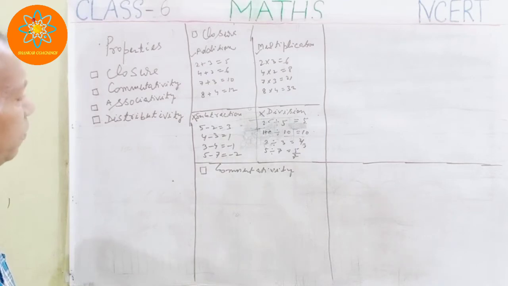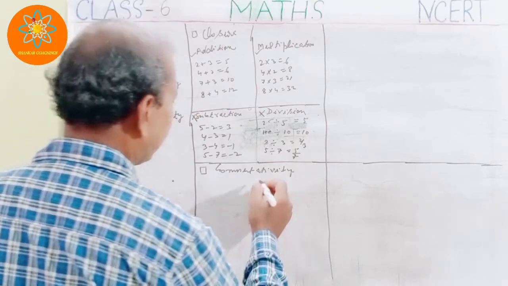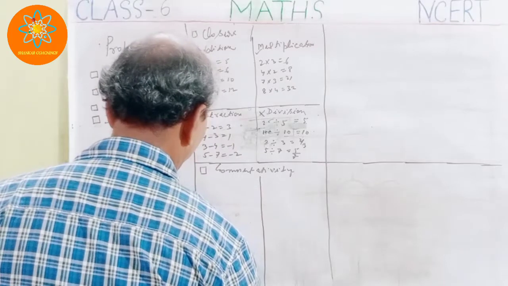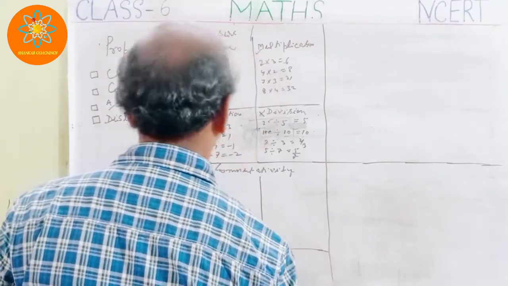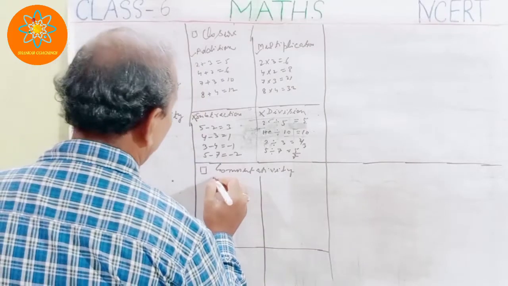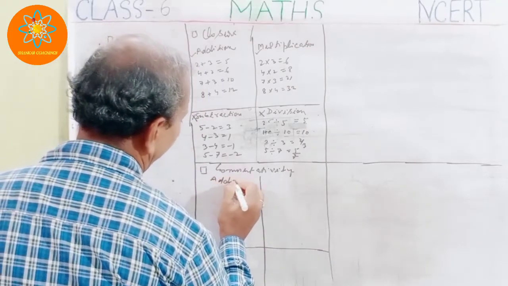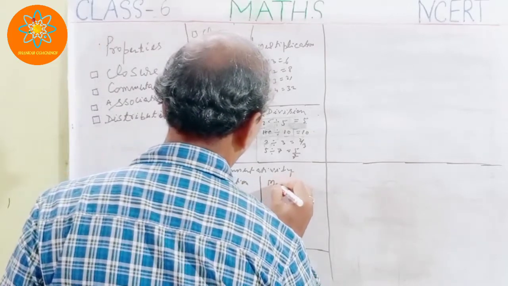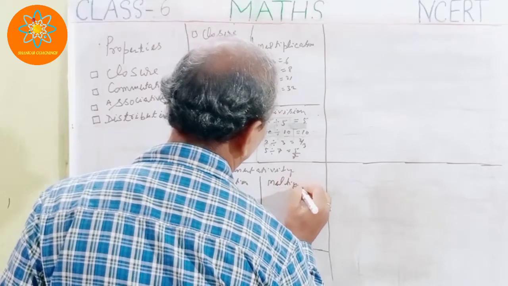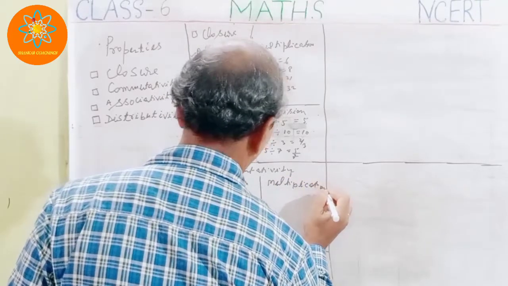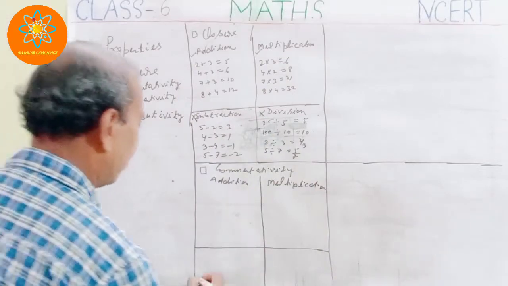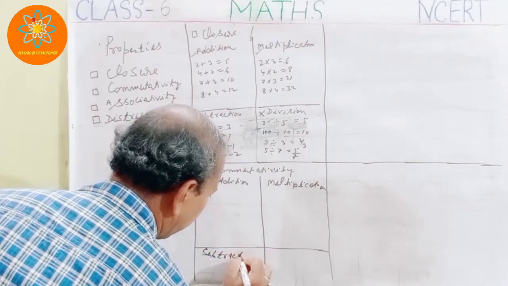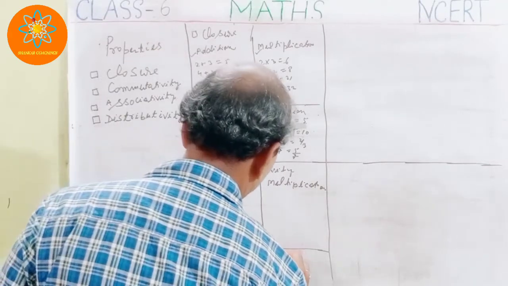For this commutative property, we will again discuss all 4 cases: for the case of addition, then for the case of multiplication, then for the case of subtraction, and lastly for the case of division.